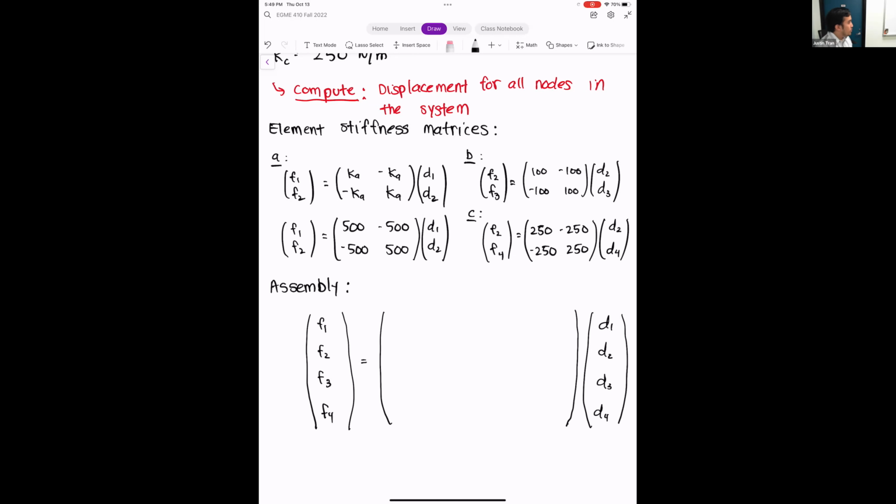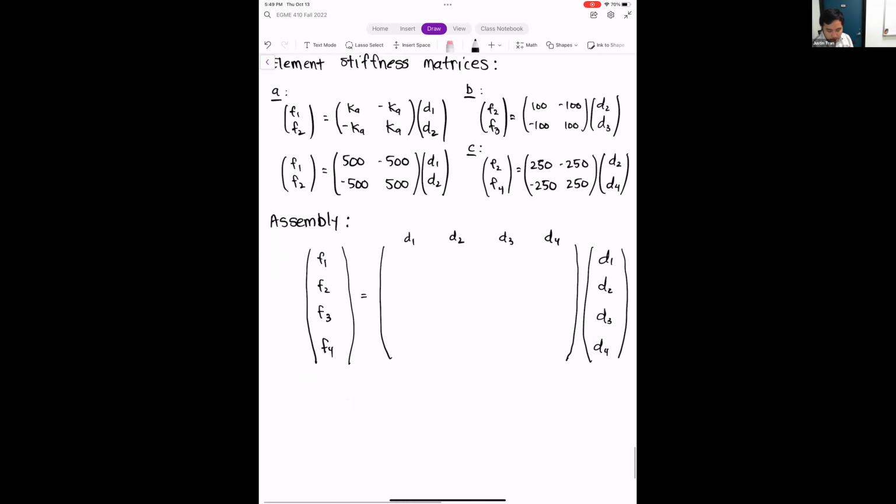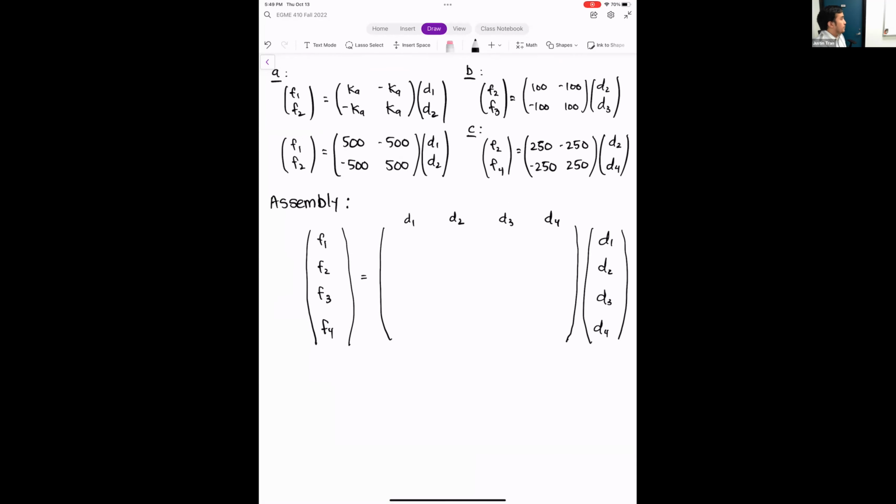And just to help us out with the assembly, I'm going to go ahead and label the columns. From left to right, we have D1, D2, D3, D4. And so the task of assembly, remember, is to take all the element stiffness matrices and insert them in the right locations into the global stiffness system.